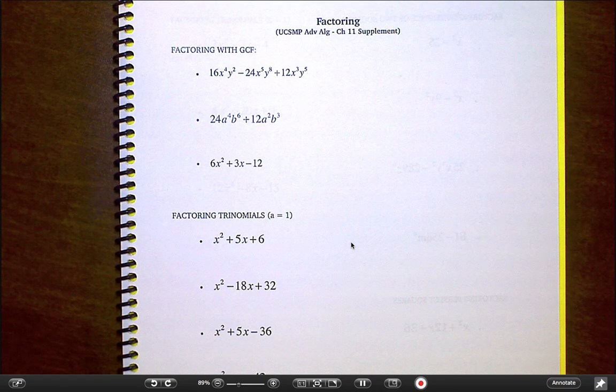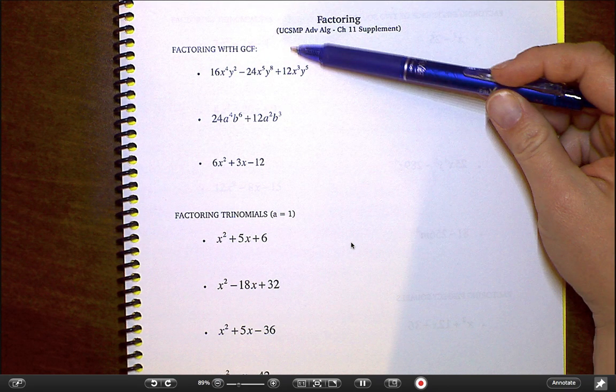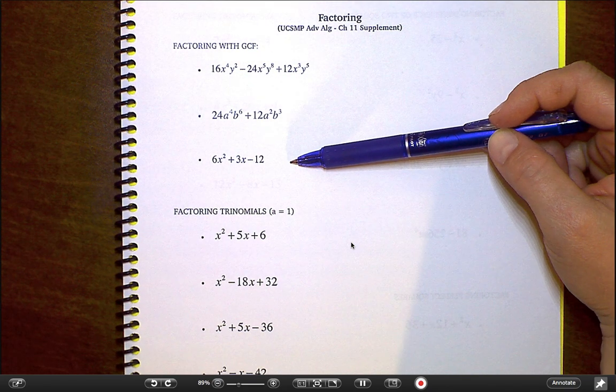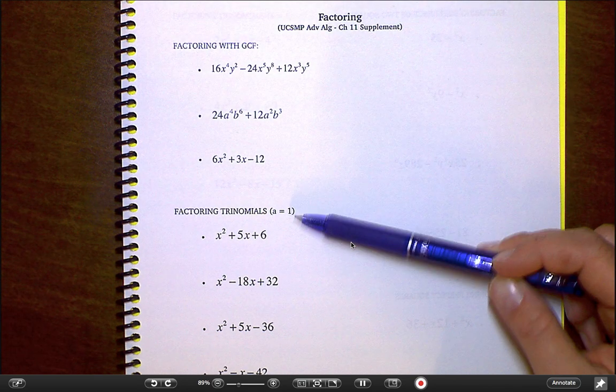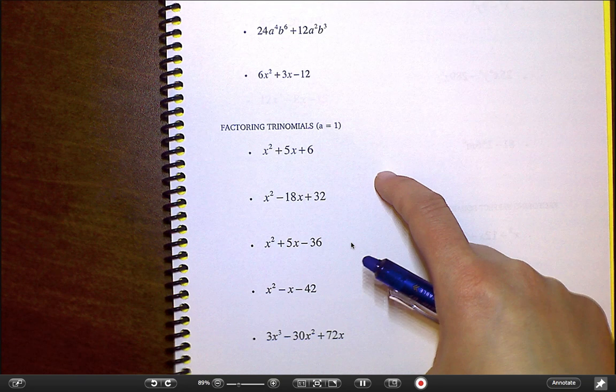Hi everyone. Today we're going to continue our conversation on factoring. In the last lesson we covered factoring with GCF, which were these examples here. Today we're going to talk about this factoring trinomials piece. So we're going to do this next section of examples.